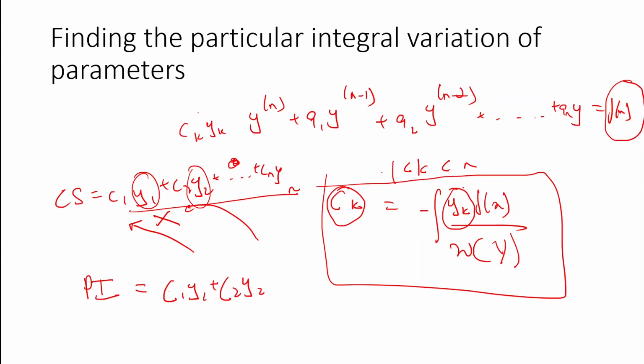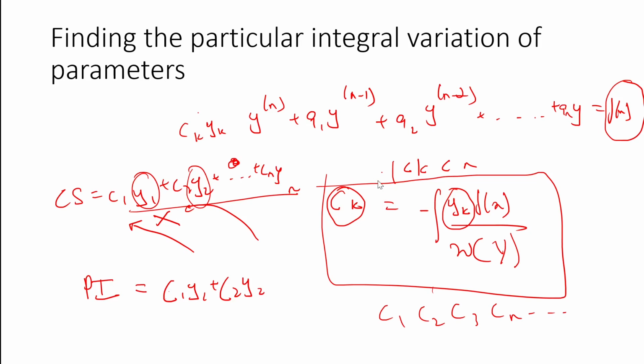It's just a formula: c_k equals negative integral of y_k f of x divided by the Wronskian. That is our formula for variation of parameters. Do it for C1, then for C2, C3, up to Cn. Write out the full particular integral. Now we have the particular integral.